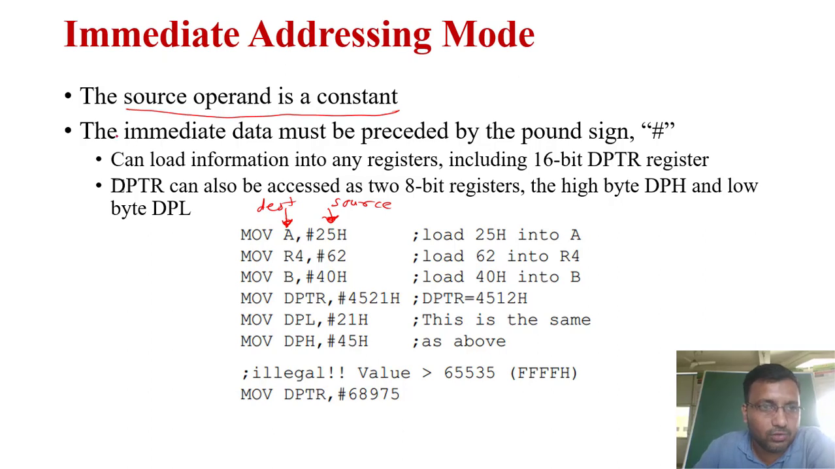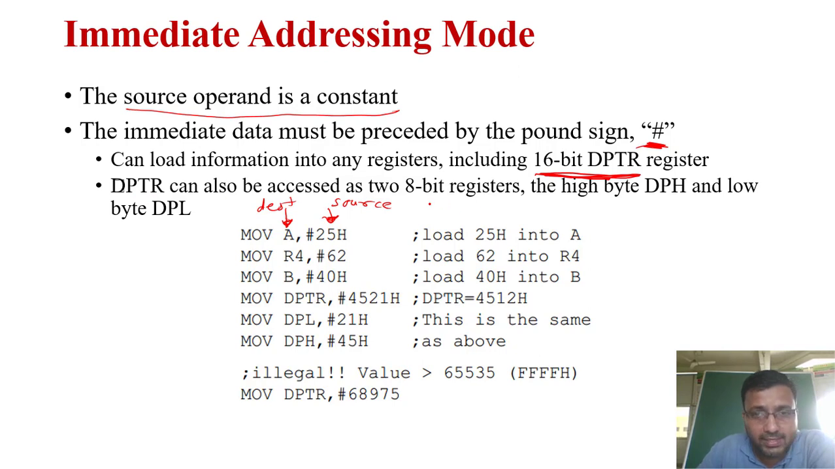You can look at these instructions. The source is constant only. The immediate data must be preceded by the pound symbol, that is the hash symbol. So the hash symbol is very important. You can load information into any of the registers, including the 16-bit DPTR. You can load using the 16-bit DPTR register as well.